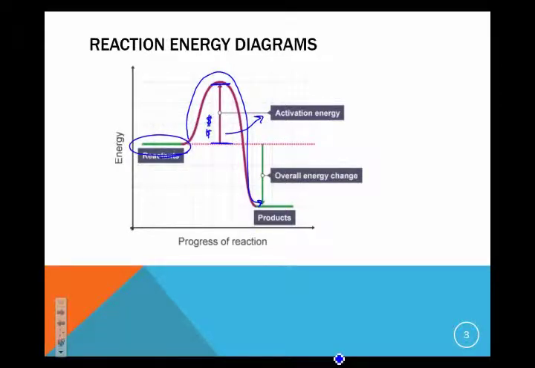If a particular set of reactants doesn't have the activation energy, they don't have the money in their wallet, then they don't get over the barrier and they don't make products. They just go back to being reactants.